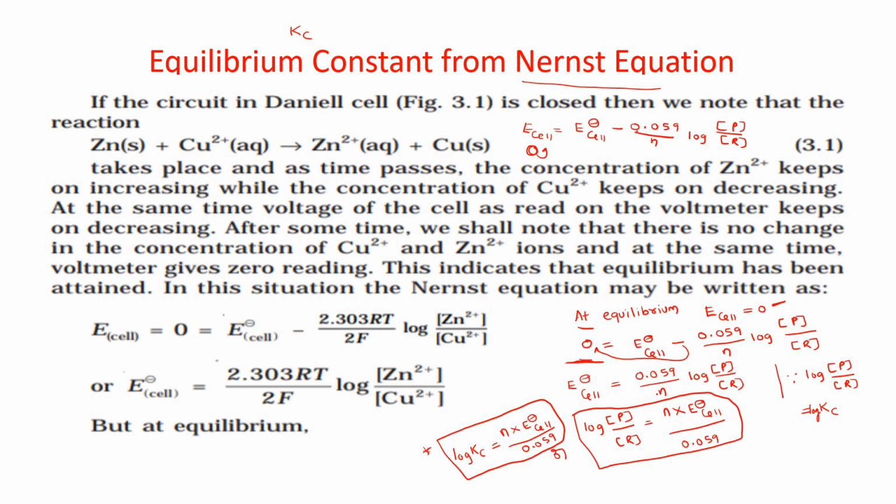Now cross multiply. Log of concentration of products by reactants is equal to n into E naught cell by 0.059. This equation we are going to get. But concentration of products by concentration of reactants is equal to Kc. So log Kc equals n into E naught cell by 0.059. This is the final equation. Otherwise, the same thing in terms of Kc, you have studied in the 11th class.